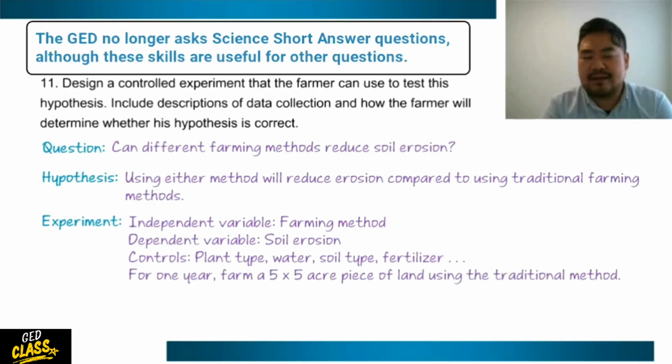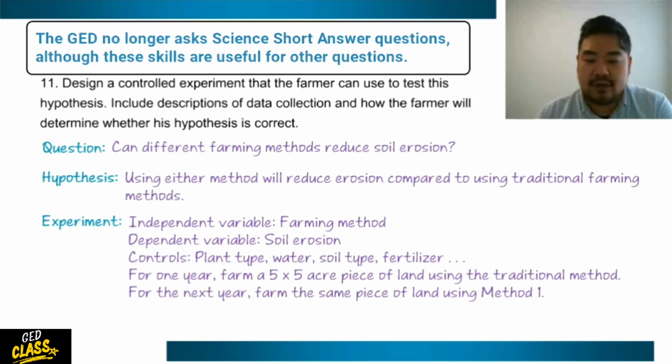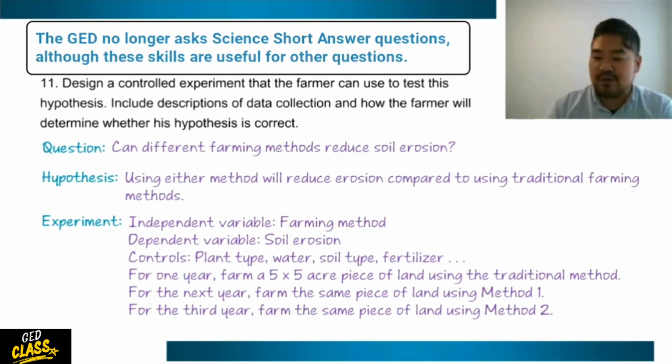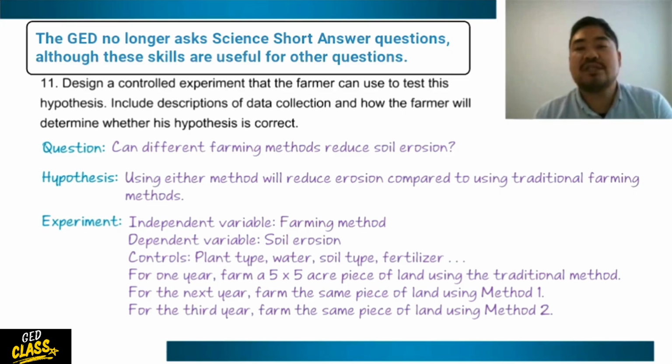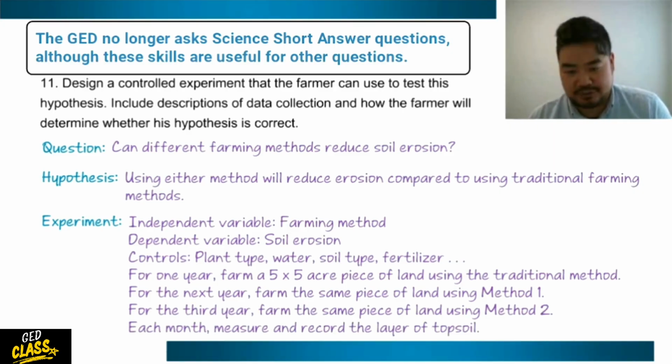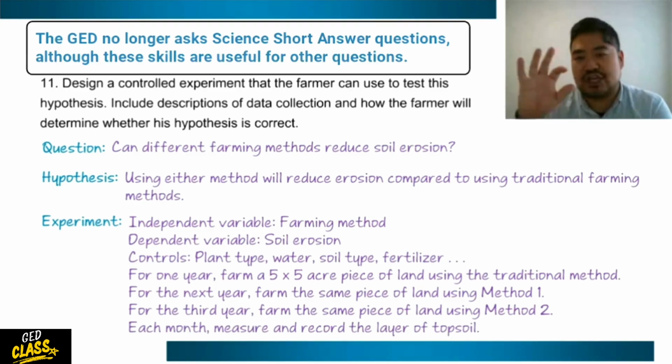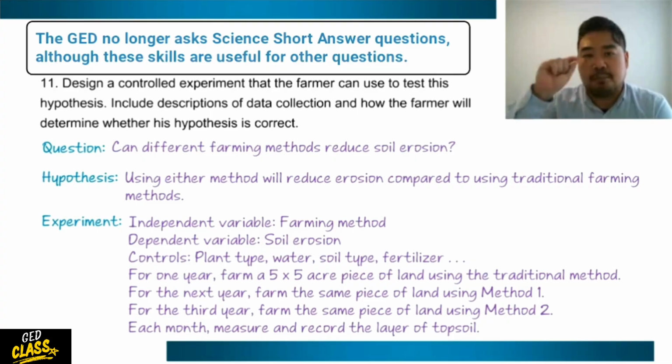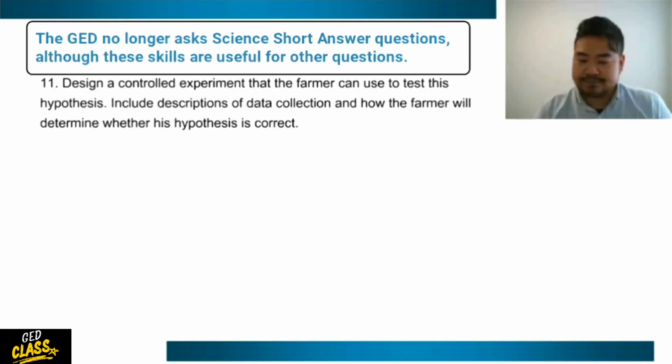So how would we conduct this experiment? Maybe for 1 year, we farm a certain acre of land using the traditional method. And then for the next year, we'd farm the same piece of land using one of the newer methods. And the following year, we would farm the same piece of land using the other newer method. That would be our experiment. And for each month, we simply measure and record how much topsoil is left over, right? The more topsoil there is, the less erosion that happened.